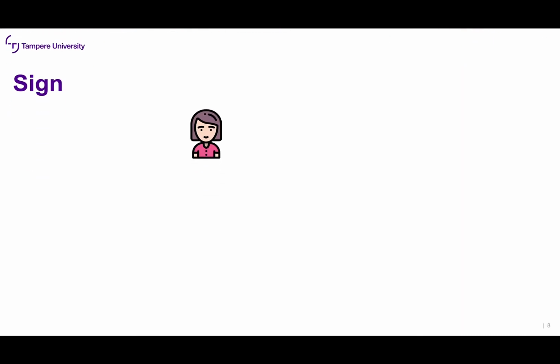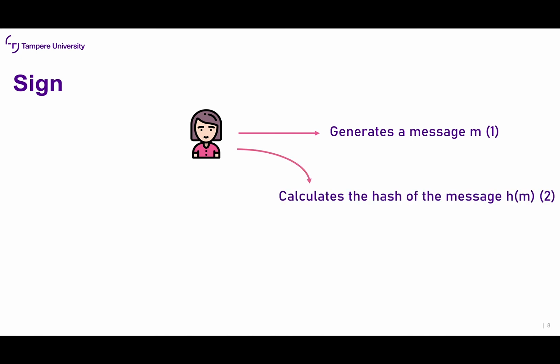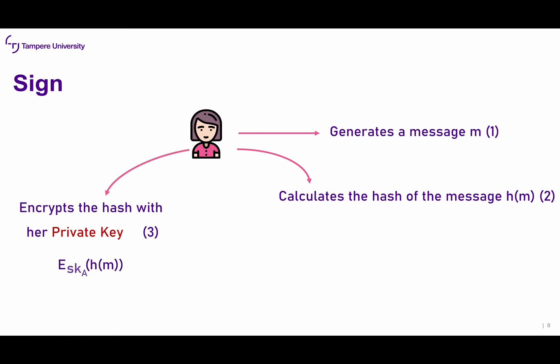So let's see basically how the sign algorithm actually works. So we have Alice, who first generates a message M. This is the first step. Then she calculates the hash of the message M. So she calculates H of M. And then she encrypts the hash with her private key. So she uses her private key to calculate the encryption of H of M with her secret key.